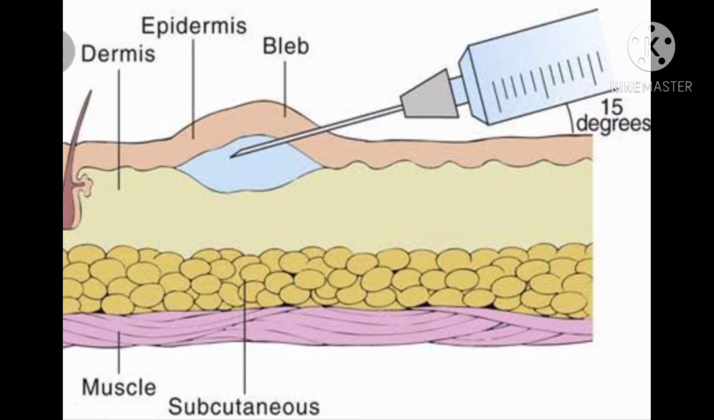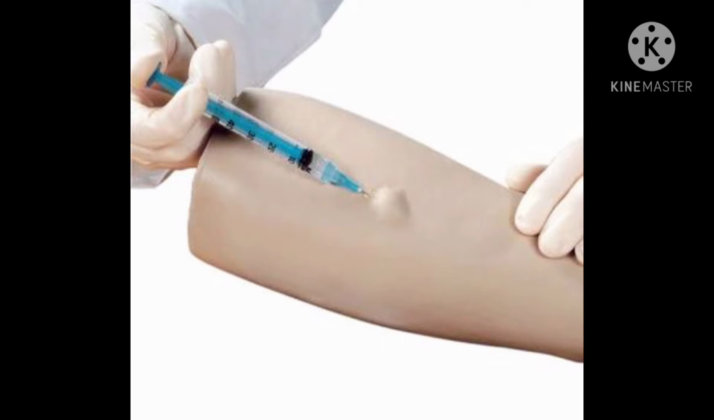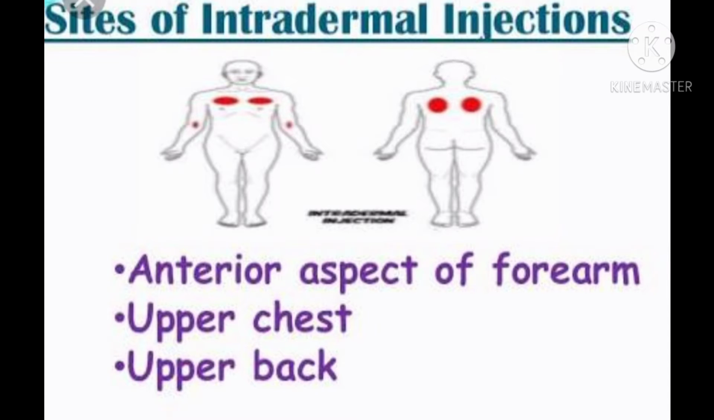Second, resistance should be felt when the medication is injected. And third, a tense white wheal 5 to 10 mm in diameter appears at the point of the needle, or as a bulging of the skin. The sites of intradermal injection are usually the palmar side or anterior aspect of the forearm.